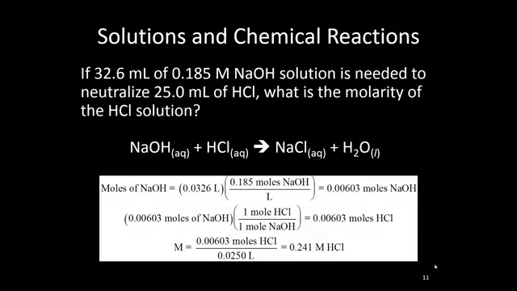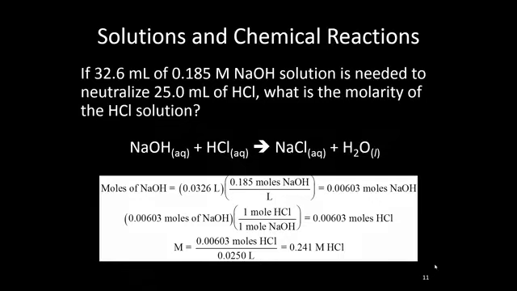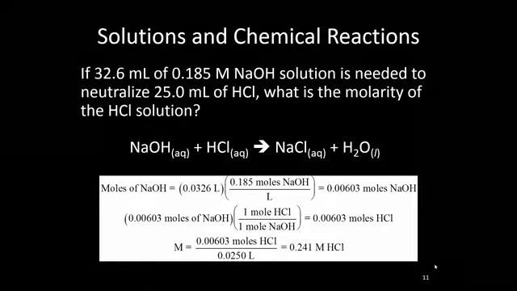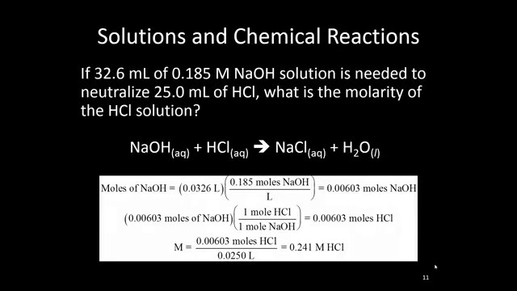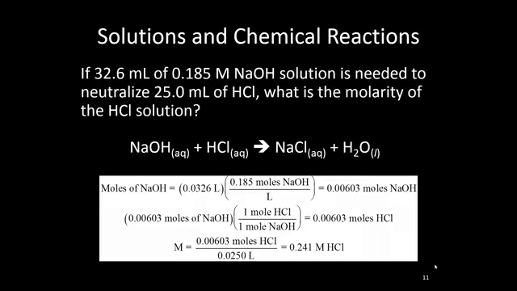To solve this problem, we're first going to need to convert the volume of the NaOH solution, 32.6 milliliters, to liters. 32.6 milliliters is 0.326 liters. If we multiply that by the molarity, which is 0.185 moles per liter, you'll note that the liters cancel, and we are able to calculate that there are 6.03 times 10 to the minus 3, or 0.00603 moles of NaOH present in this solution.